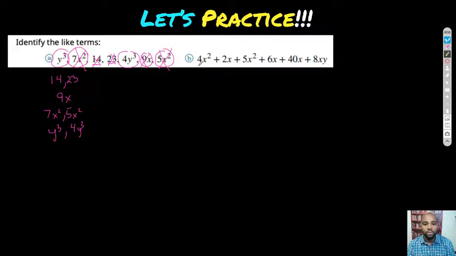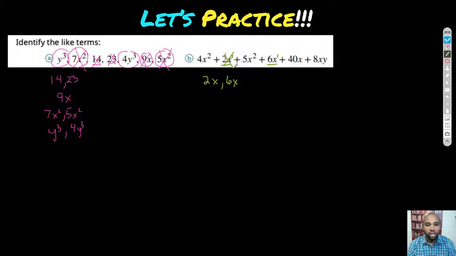Let's do b as well. So I'm scanning here. I don't see any constants. And we have an x squared, an x squared, an x, and xy. Let's start with the lowest exponent, just to give some kind of pattern to it. So I see x to the 1. Do we have any other x to the 1? Yep, we got one right there. So 2x and 6x are both like terms.